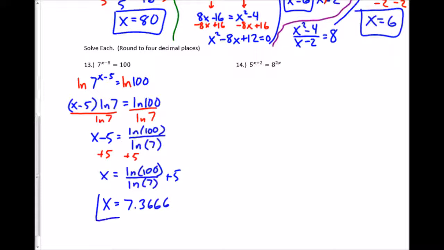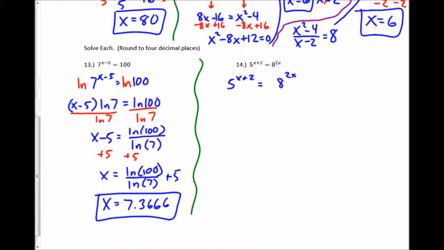I'm going to give myself a good amount of space here. Let me rewrite this real quickly to give myself a little space in front of each of these. I'm still going to go right to taking the natural log of each side, so I'm going to take the natural log of each side. When I do that, I can bring the exponent out front, so it becomes an x plus 2 times that natural log of 5. Over here, I can bring the 2x out front.